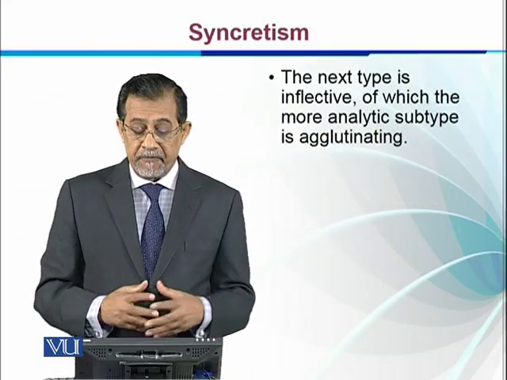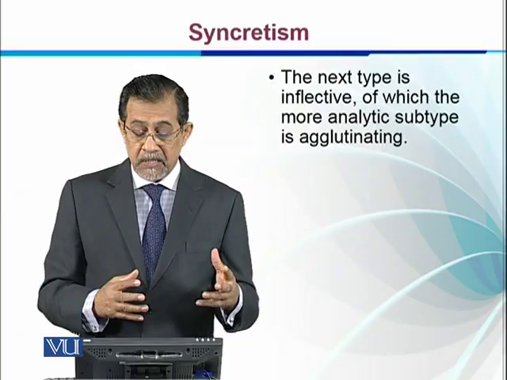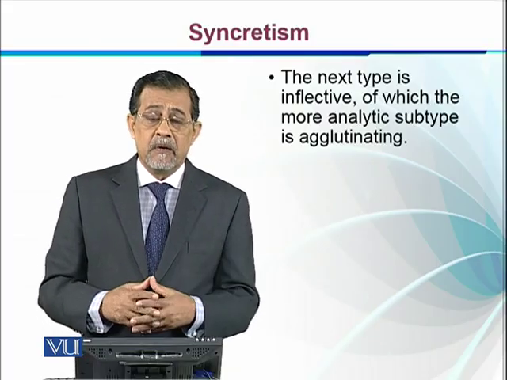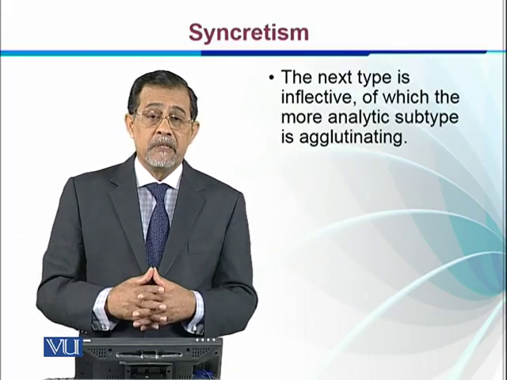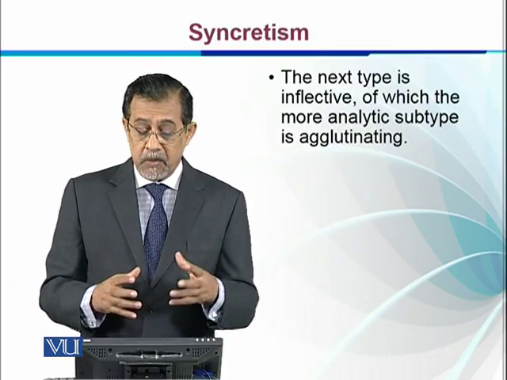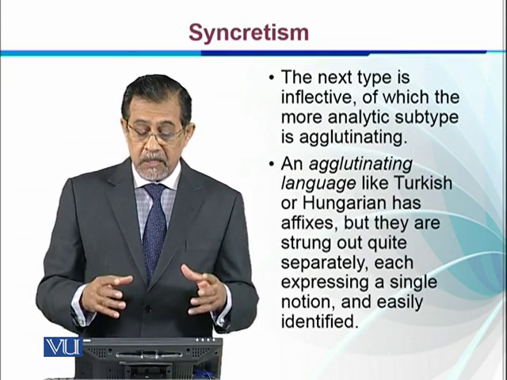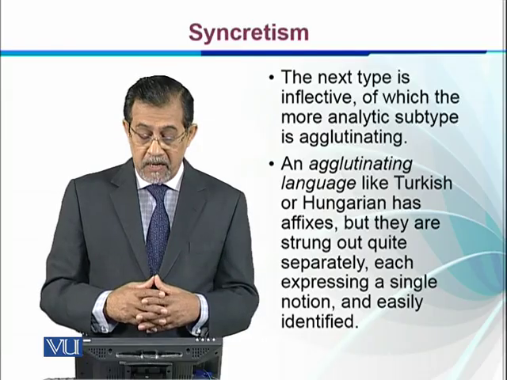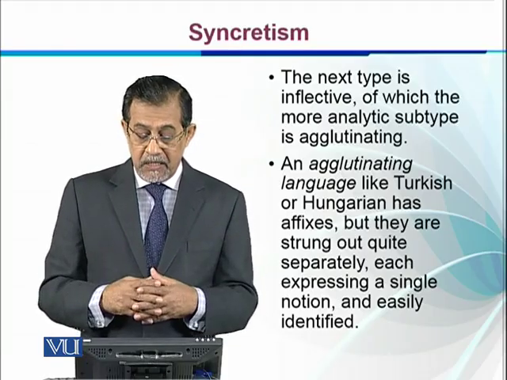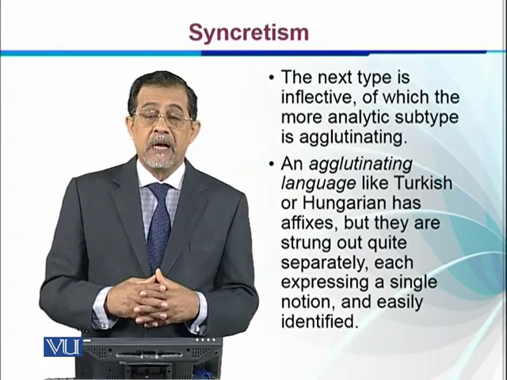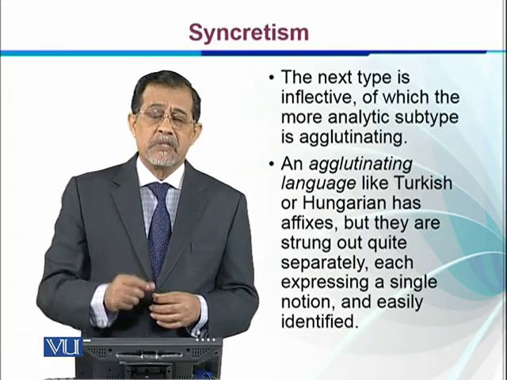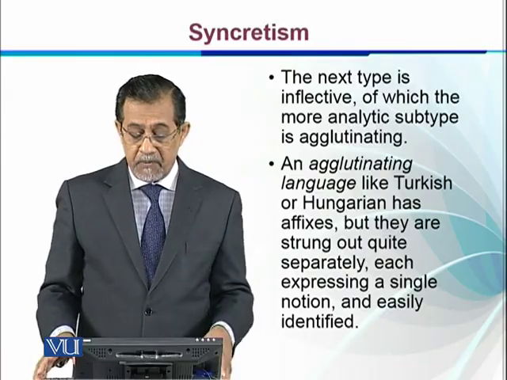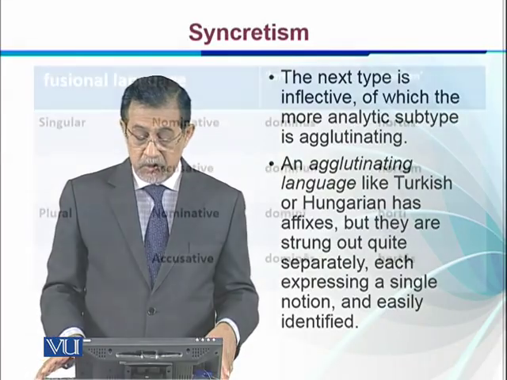The next type is inflected, of which the more syntactic subtype is agglutinating. So this is another type among the morphologically different languages. This is an agglutinating language. An agglutinating language like Turkish or Hungarian has affixes, but they are strung out quite separately, each expressing a single notion and easily identifiable. So different segments, different affixes are added to the word and they have their individual meaning. So this is an example of an agglutinating language.